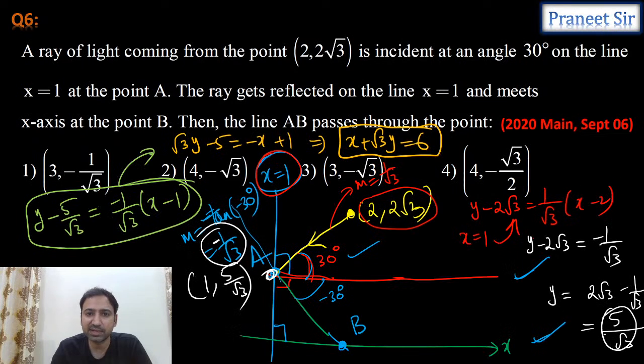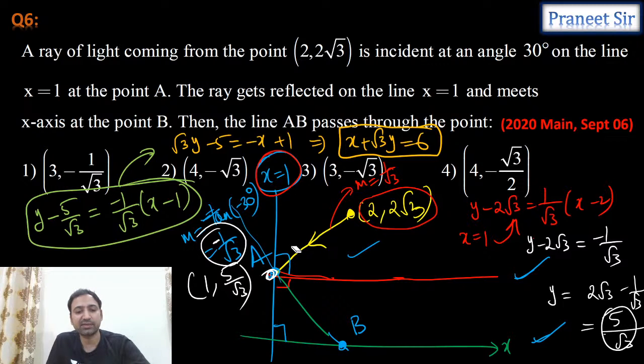Yeah, that's the mistake we made. The incident angle is not with the normal, guys. The incident angle is not with the normal. That's what we did wrong. The incident angle is with this angle, which is 30 degrees. So here we have done wrong.